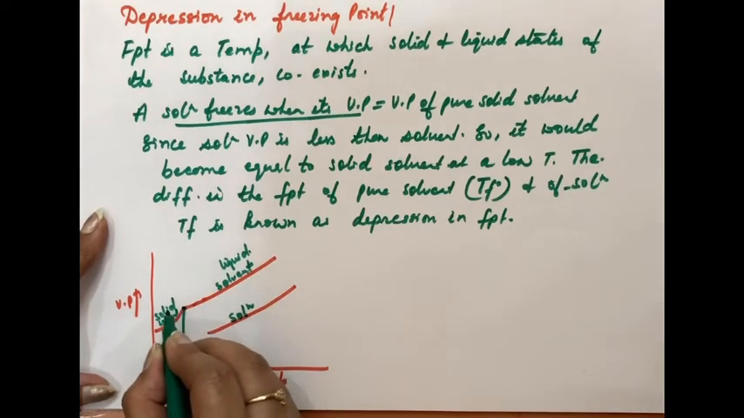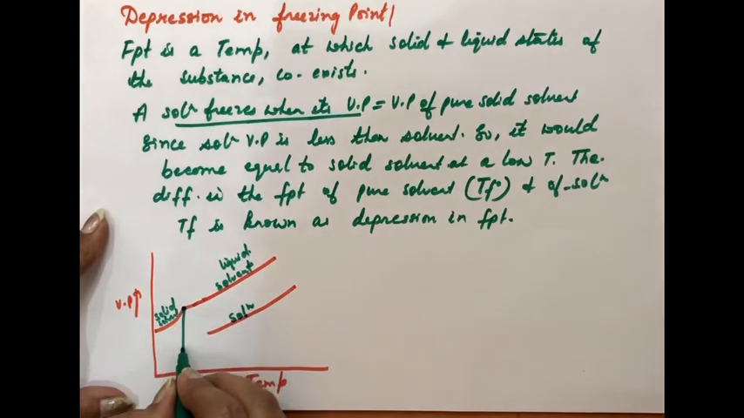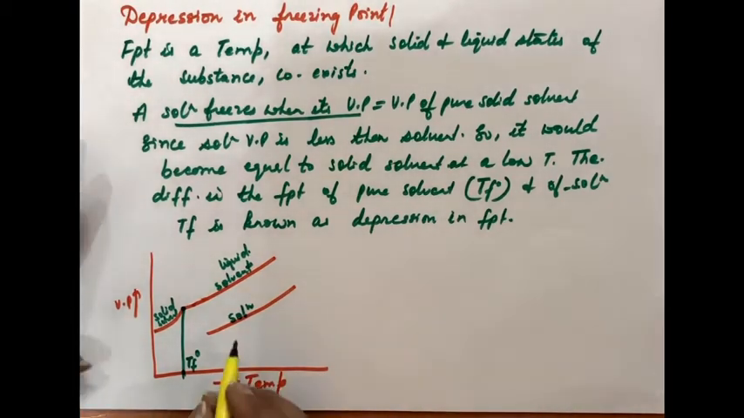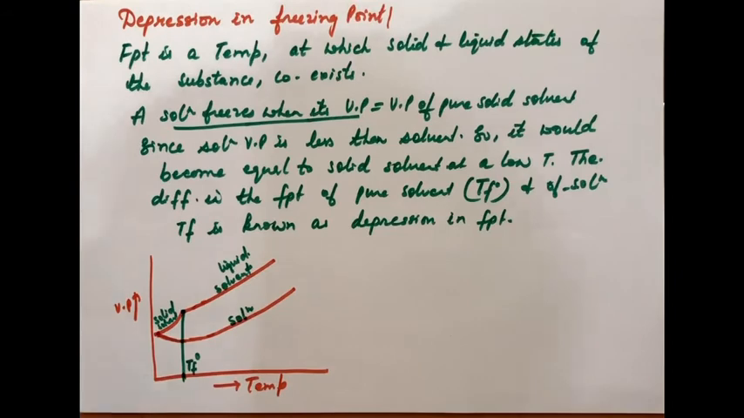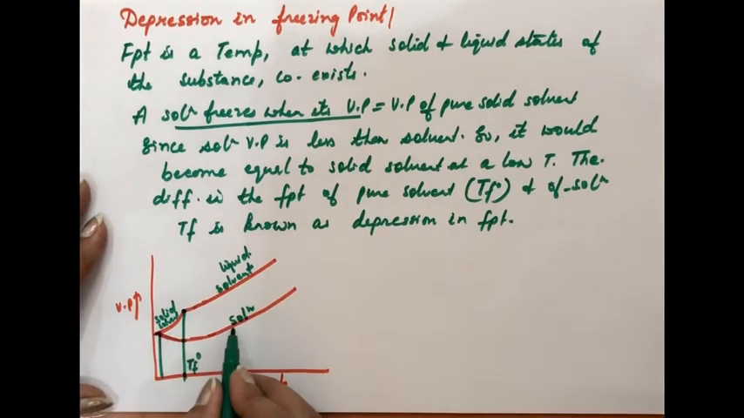This is a temperature at which solid and liquid state of the solvent will coexist. That means at this temperature solvent will start freezing. So this is the freezing point of pure solvent. This Tf naught, this temperature is the freezing point of solvent. Now the solution also, when we lower down the temperature, vapor pressure will start decreasing, and at this temperature it will start changing to which state? Solid state. So at this temperature the solid and the liquid states coexist.